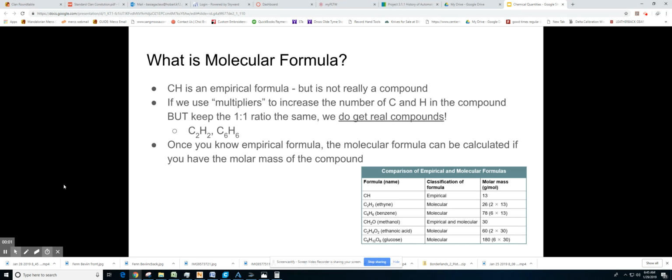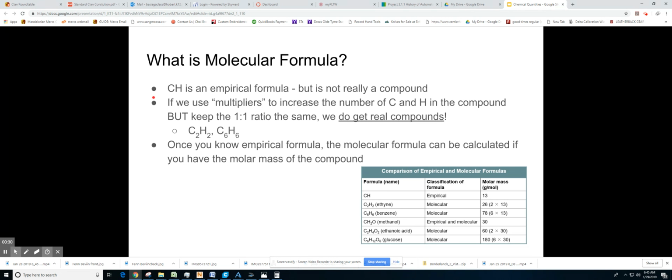Hi everybody. Today we're going to take a look at molecular formula, which is really somewhat similar to empirical formula. So let's start off with a quick review of empirical formula. I gave the example before of CH. CH is my empirical formula, but remember, that's like the lowest common denominator. That would be telling me my ratio of carbons and hydrogens in the simplest form, but it is not necessarily a compound.